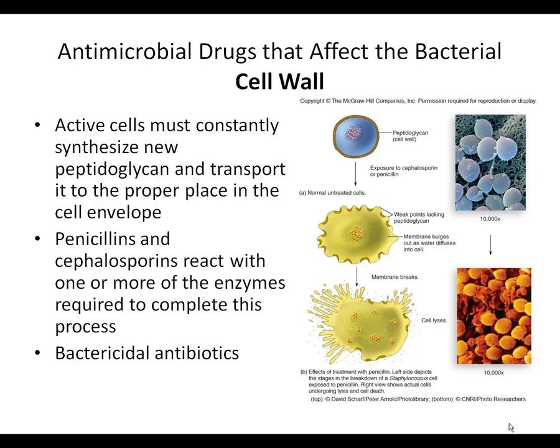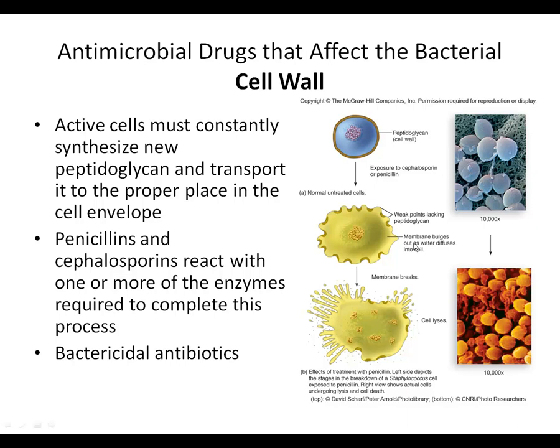The first mechanism or target that I want to talk about is the cell wall synthesis inhibitors. Most actively replicating cells are constantly making new peptidoglycans so that they can keep that cell wall intact. What penicillins, for instance, and cephalosporins do is they are going to react with a number of enzymes that are required to complete the structure of peptidoglycan. These are going to be bactericidal, meaning that they're going to kill the bacteria rather than inhibiting.